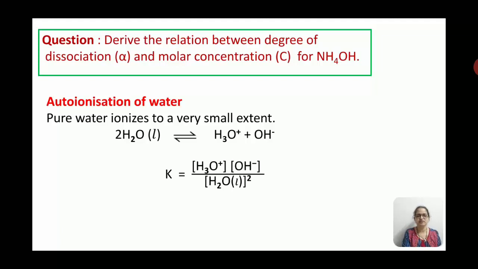Because if you see the equation, we have taken two molecules of water giving you one of hydronium and one of hydroxide ion. Okay. Now, if we take the denominator, H2O liquid raised to 2, molar concentration of water raised to 2, to the left hand side, we will get K multiplied by molar concentration of water raised to 2 is equal to molar concentration of hydronium ion multiplied by molar concentration of hydroxide ion.